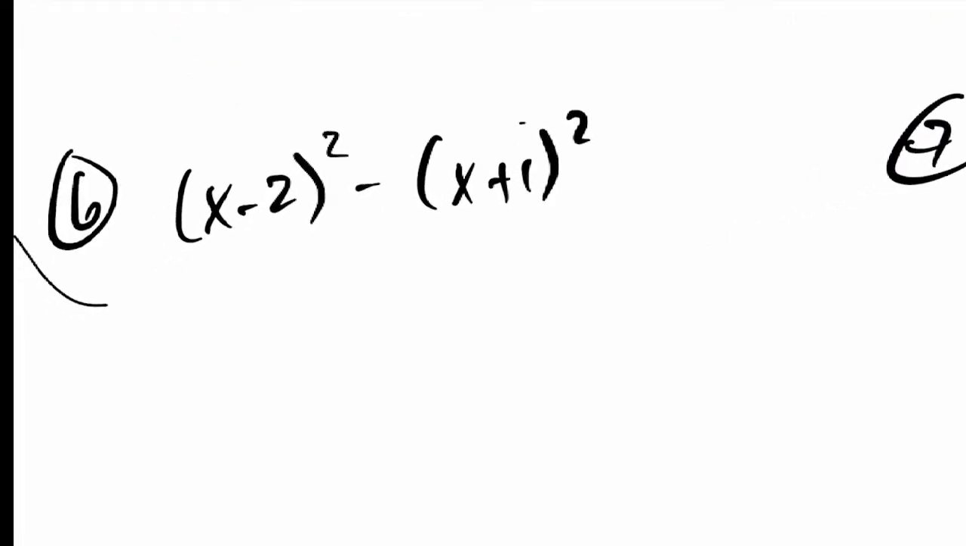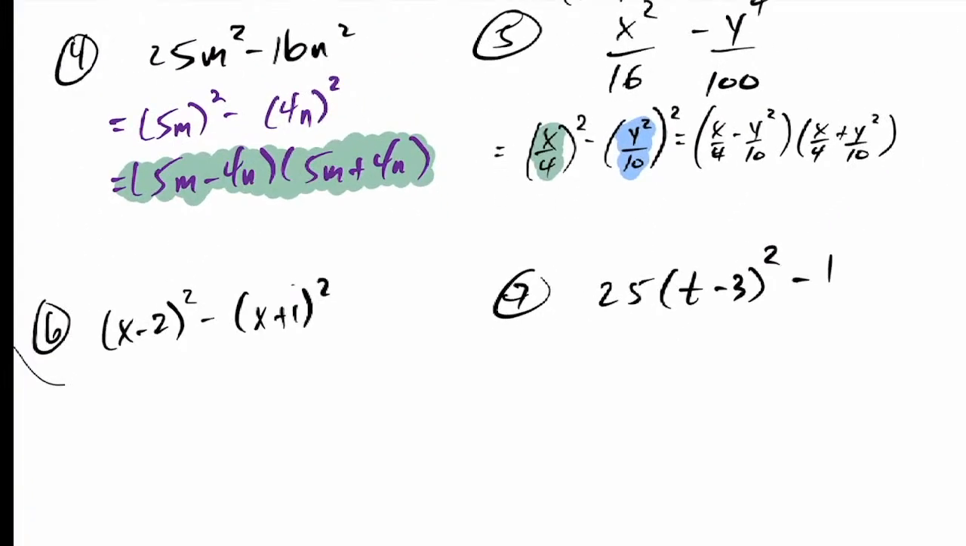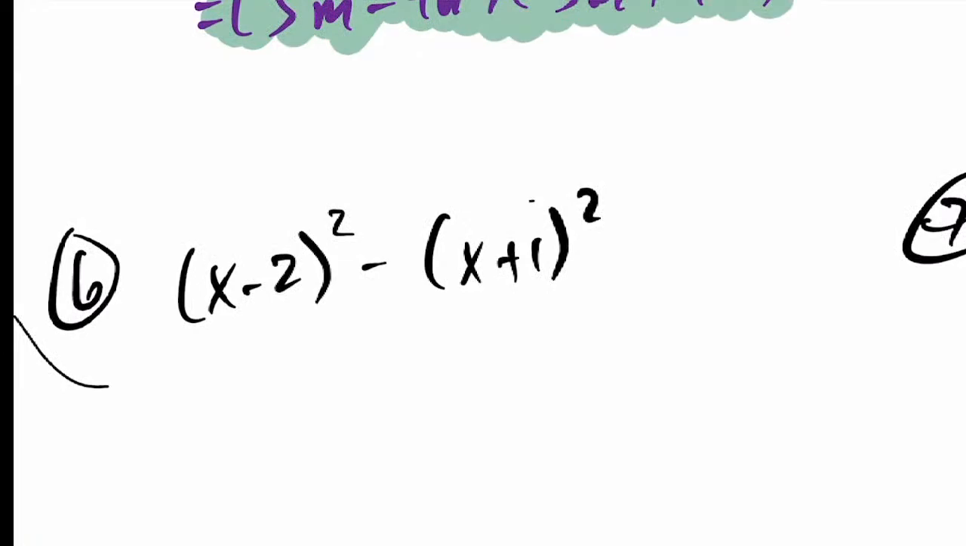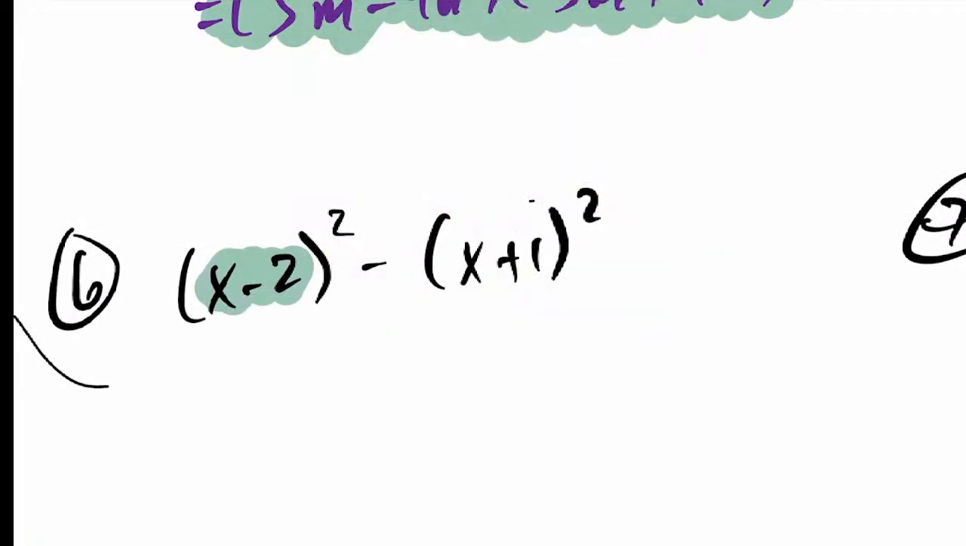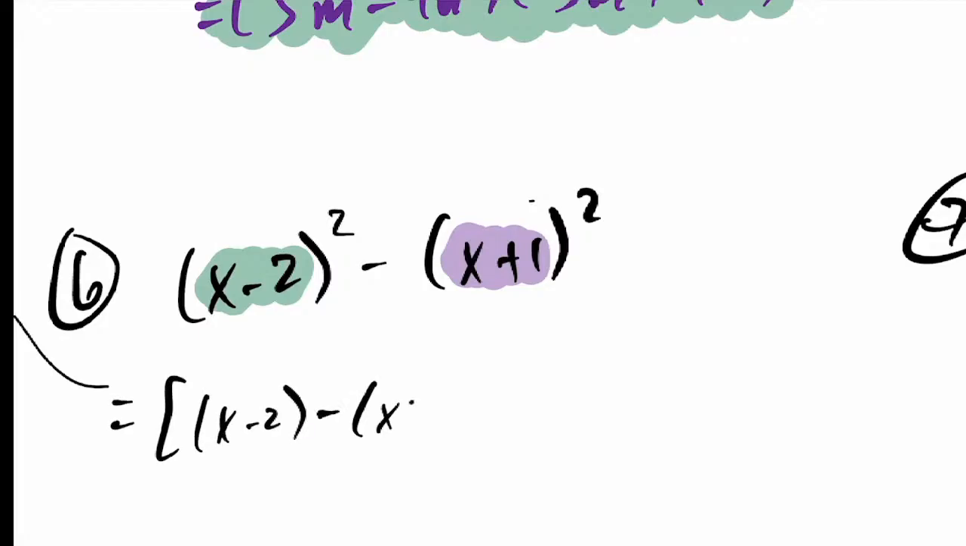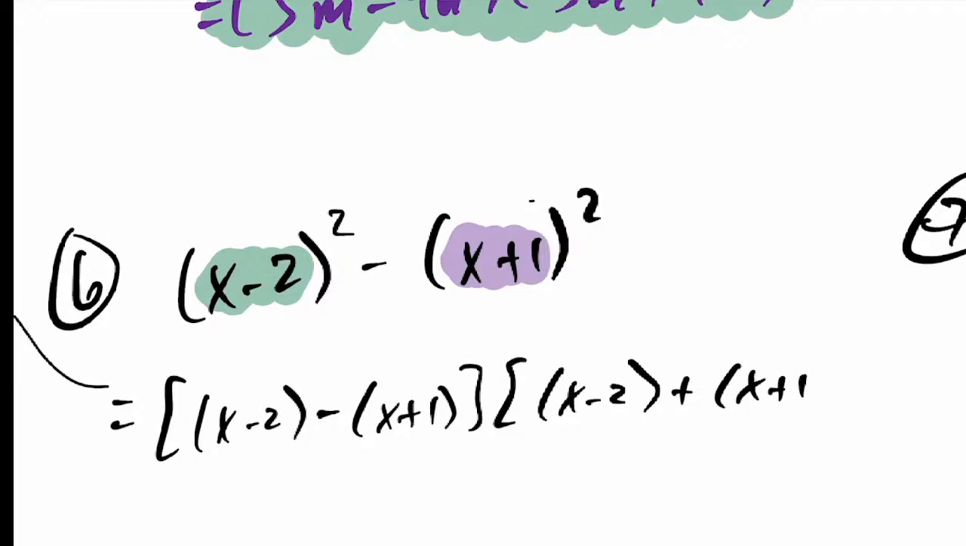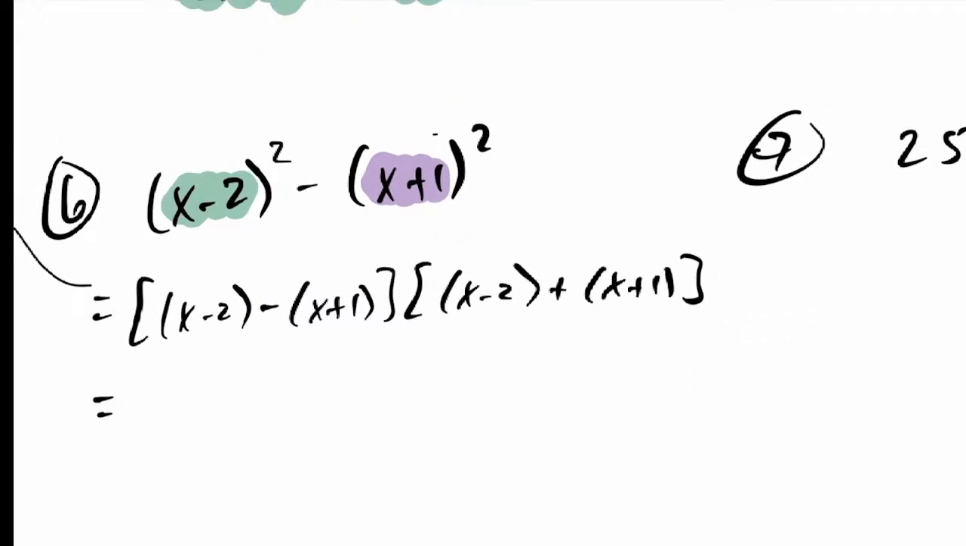Okay, here's 6. If you're looking at 6 here, so for 6, this is my x, and this is my y. It's already written as powers of 2. So this is going to be x minus y times x plus y. And that's it if you're looking at number 6.